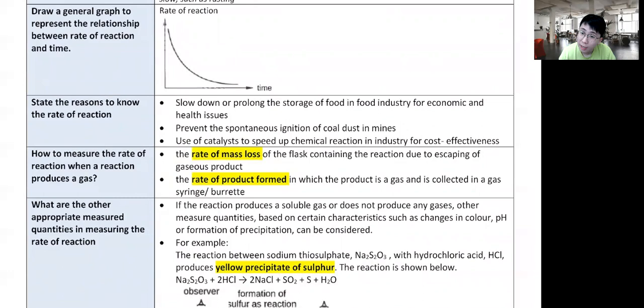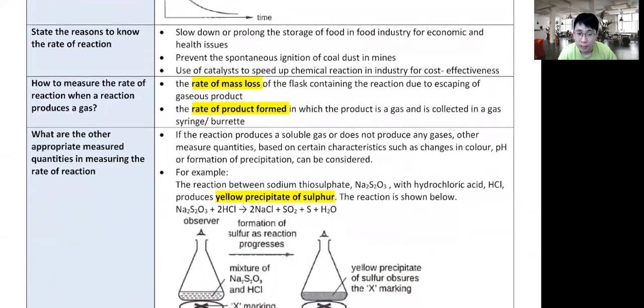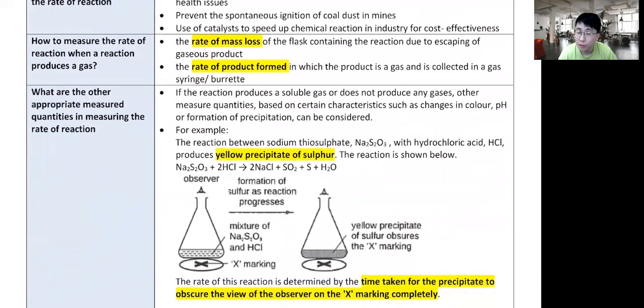So if you actually have a solid product, you can see that mass loss is what you're gonna actually measure. But if your product is a gas, you're gonna measure the volume. Collect the volume of gas. Then you can measure your rate of reaction. So let's say for this example here, of course, we're going to learn this more in future. But this is basically a very simple experiment here.